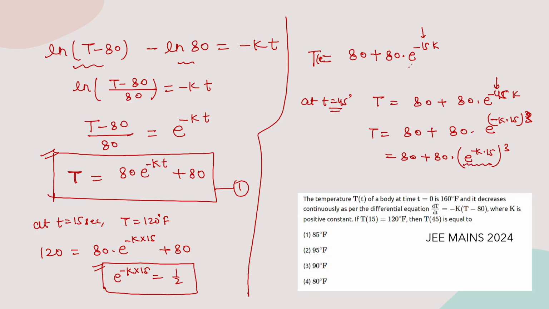Now what is this value? This value we already know. What is 1 by 2 from the second equation? So that's what I'm saying, we can directly use that value. When you use that value, it will become 80 plus 80 into (1 by 2) whole cube, which is nothing but 80 plus 80 by 8, that is 10, and the final answer is 90 degrees Fahrenheit. Is that clear?